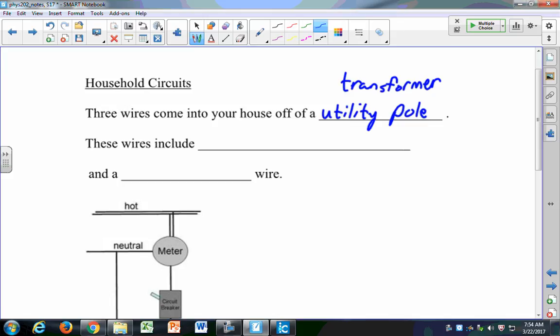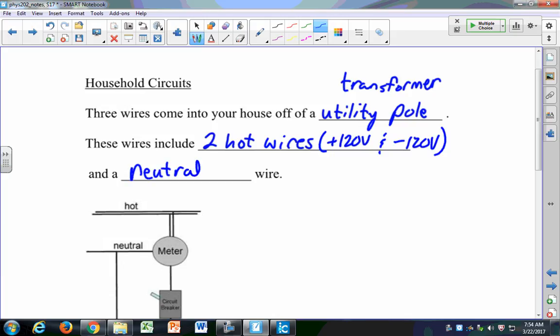But these wires include 2 hot wires. If you're looking in your home, that's usually the black wires, the hot wires. They include 2 wires at plus 120 volts and minus 120 volts, and a neutral wire. Sometimes you'll hear this referred to not as 120, but as 110 volts. I'm going to use 120. It's sort of a difference in how you think of it. 120 is the maximum, and 110 is a little bit different, but I'll just use 120 for now, and then we'll talk about that later when we get into AC electricity.